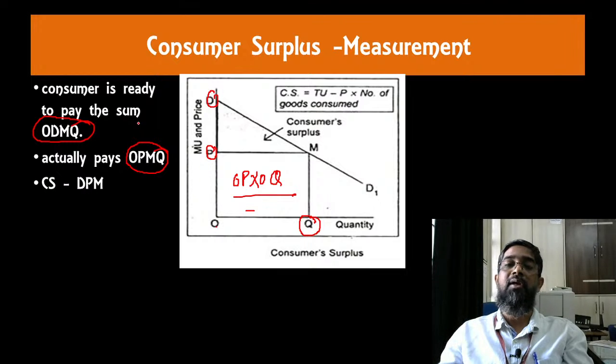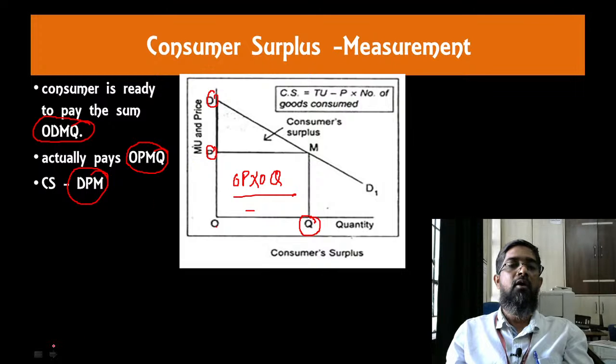This whole area, this rectangle and triangle taken together, is how much you are ready to pay, but actually how much are you paying? You are paying OPMQ only. So your consumer surplus is equal to DPM, or this shaded area. This complete area is actually the consumer surplus area, this yellow shaded area.